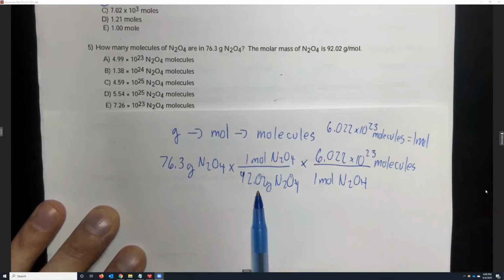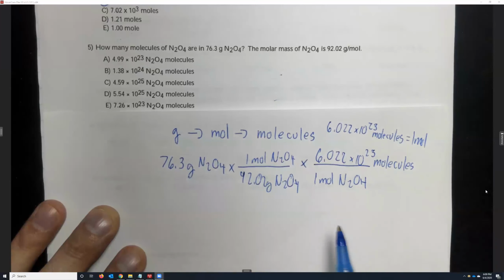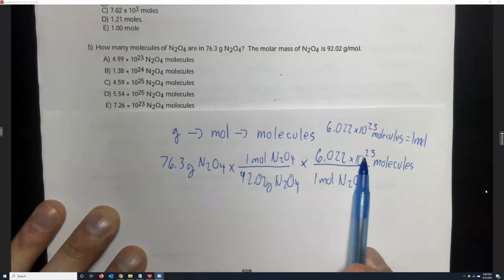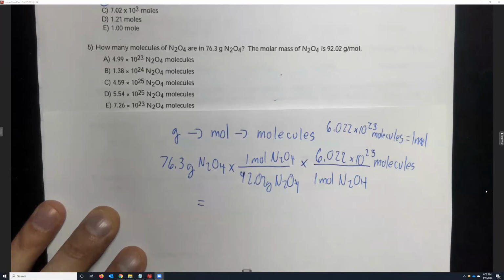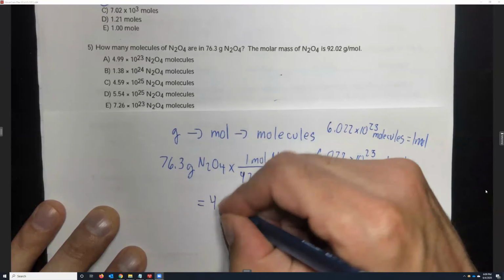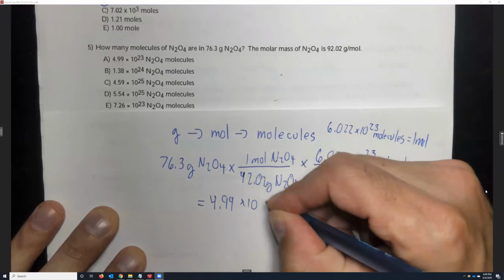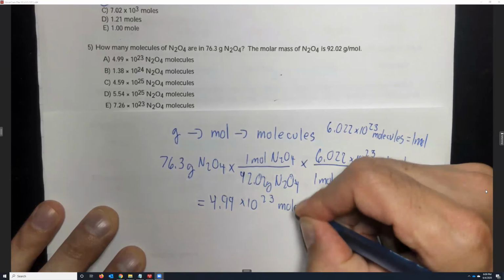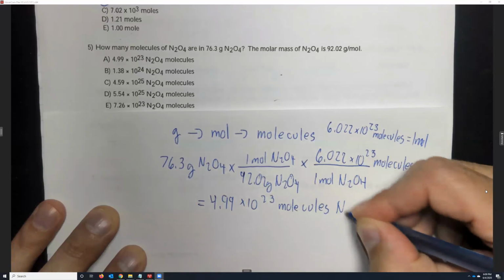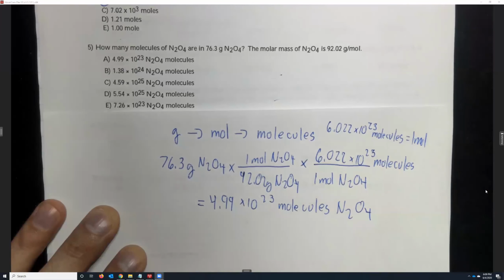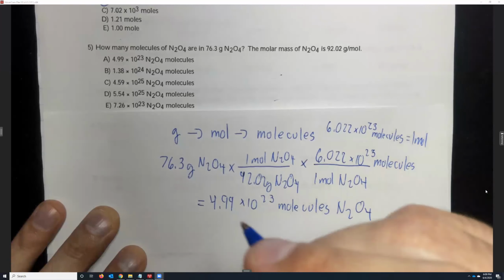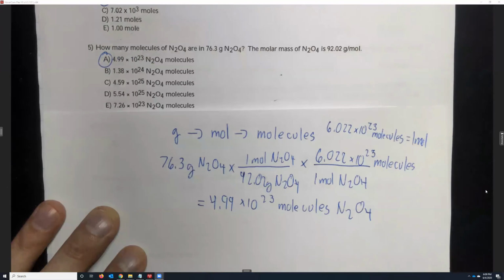Multiply by the top, divide by the bottom, multiply by the top, divide by the bottom. Make sure you're punching this in your calculator correctly, especially if you're dividing by it. If you're dividing by this, it's order of operations. It's easy to get this messed up. So you got to use the EE key or the EXP key, depending on the brand of calculator you have. I discussed that in the video. And when you do all this math, you get 4.99 times 10 to the 23rd molecules of N2O4, which is choice letter A, it looks like here. Any questions on that?